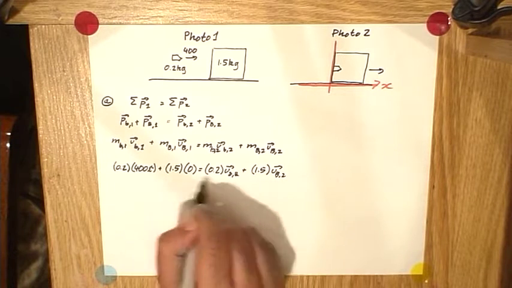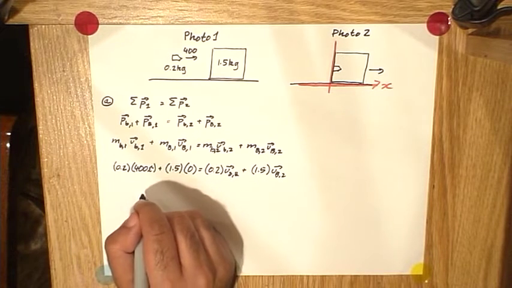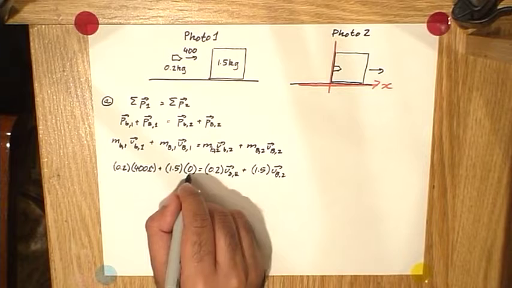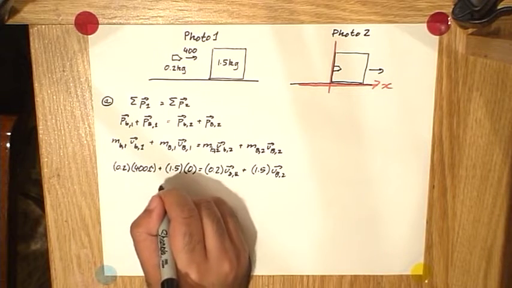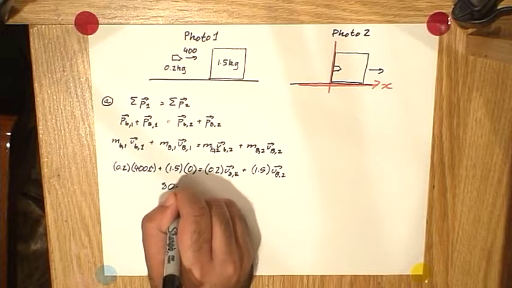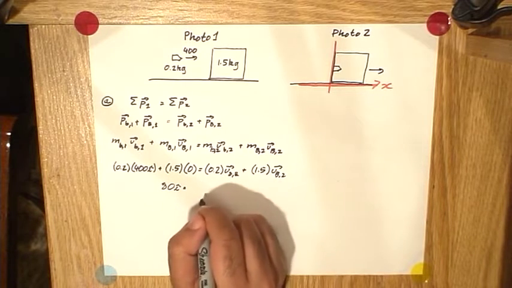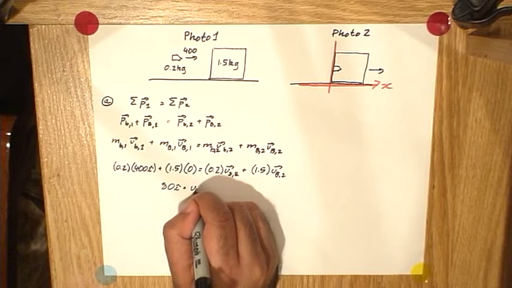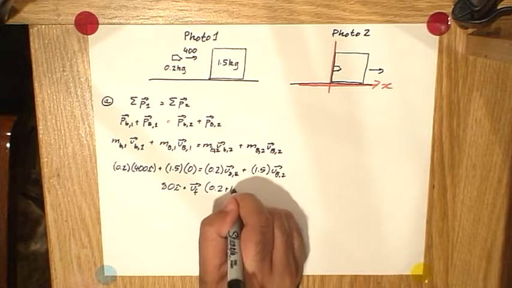So we can simplify this. 0.2 times 400, that's going to give us 80. So this entire left side simplifies down to 80 because 1.5 times 0 is obviously 0. So we get 80 i hat is equal to, these two velocities are the same, so that's going to say final velocity times 0.2 plus 1.5.